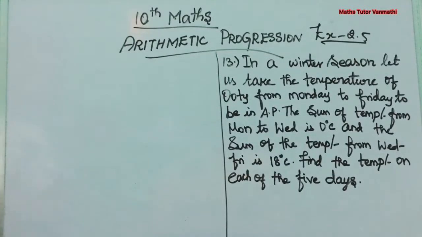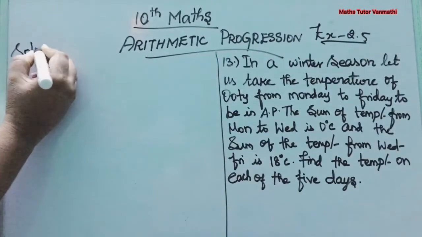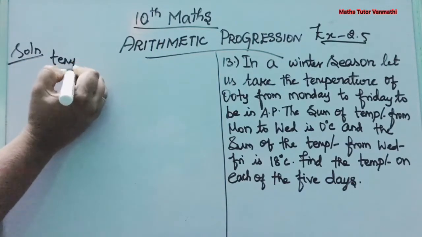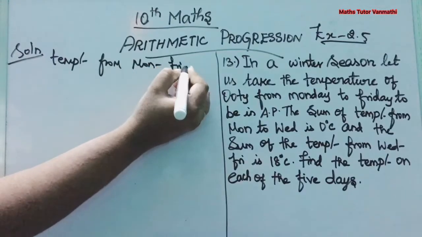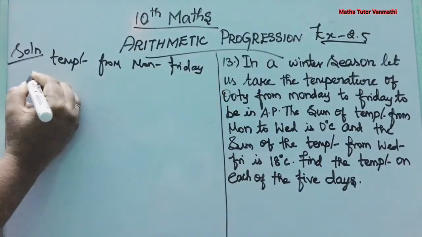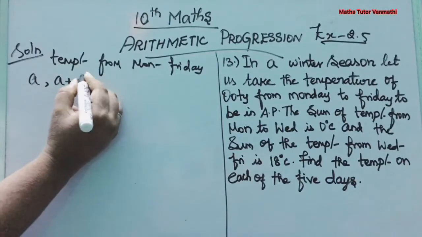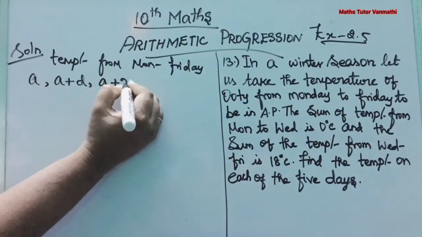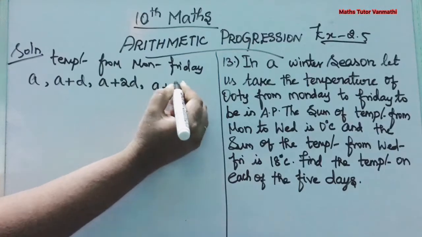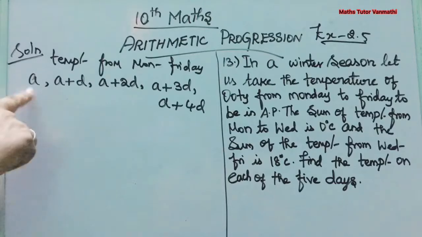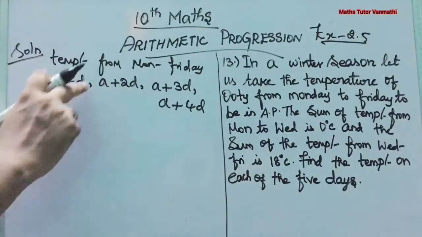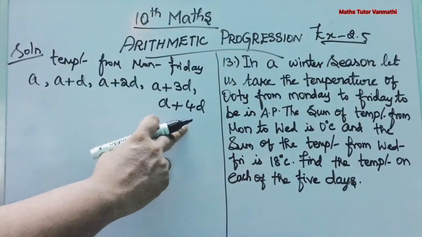Now we are going to consider the temperature from Monday to Friday as A, A plus D, A plus 2D, A plus 3D, A plus 4D. Clear? Monday, Tuesday, Wednesday, Thursday, Friday. We are taking 5 days in that question, so we are taking A, A plus D, A plus 2D, A plus 3D and A plus 4D.